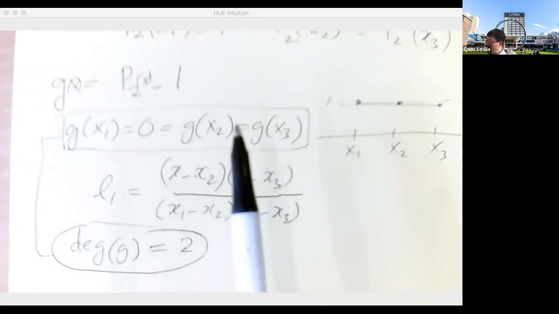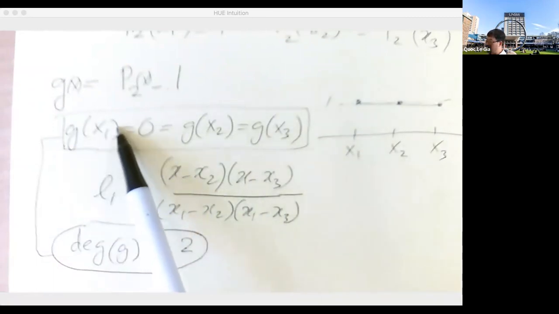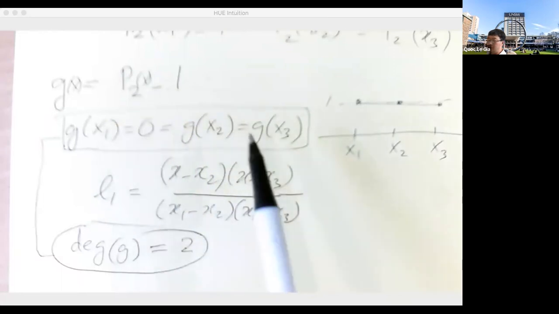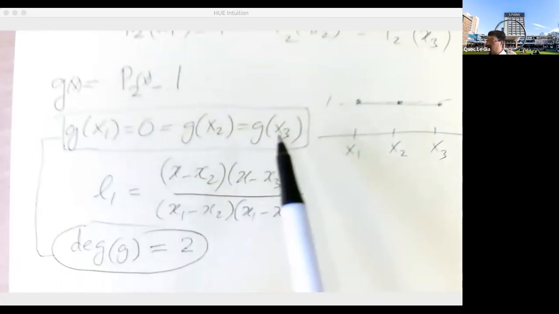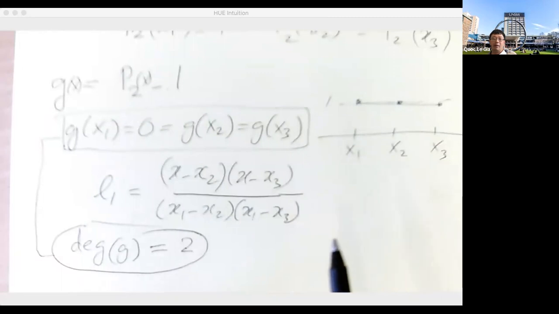So G is a parabola, right? Because it's a parabola minus 1, yeah? And the parabola equals 0 at 3 points. Then how do we say that it equals 0 everywhere? So what is the theorem? Anyone remember the theorem?